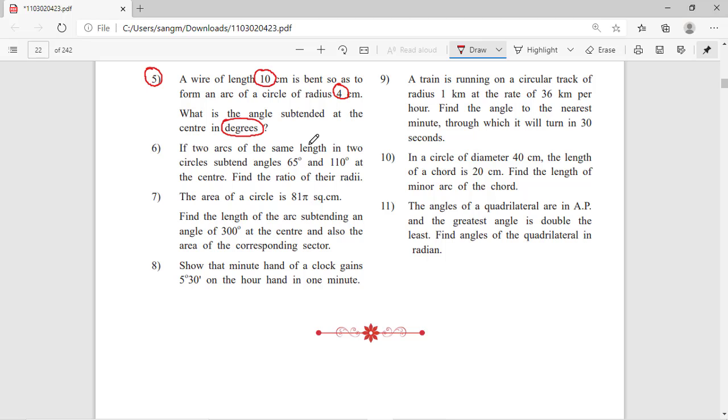You should understand which information belongs to what category, which is r, which is theta, and whether they have given r theta or they are asking for the area of sector. See, in the whole topic we have only two formulas. One is r theta and the other is 1 by 2 r square theta. That's it. Only these two formulas.